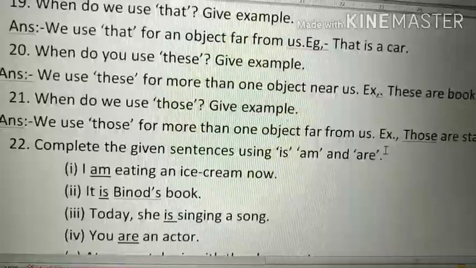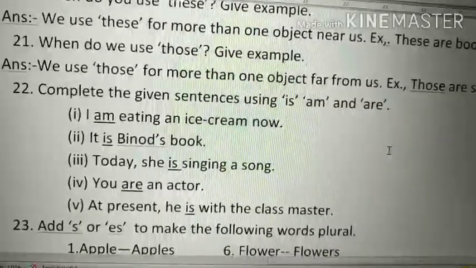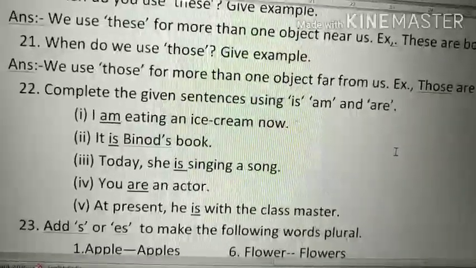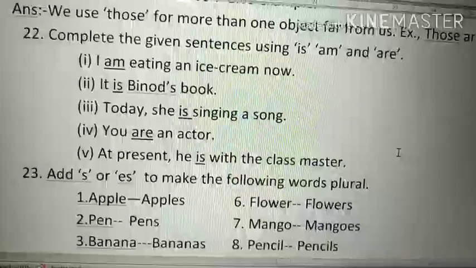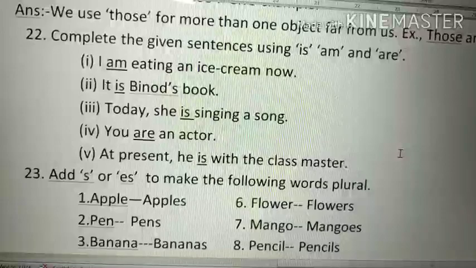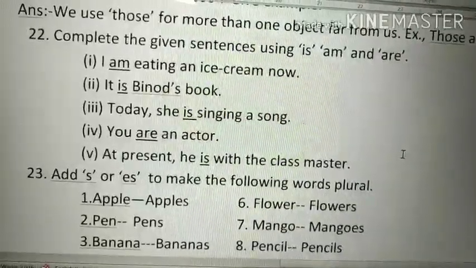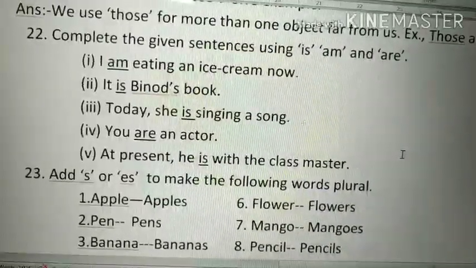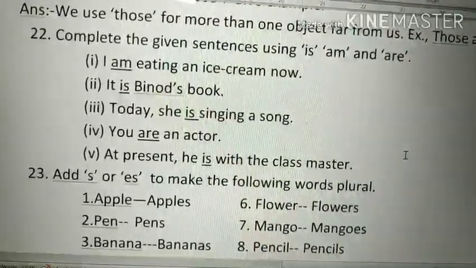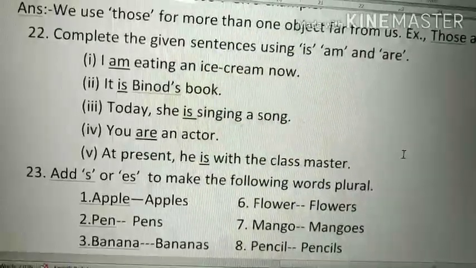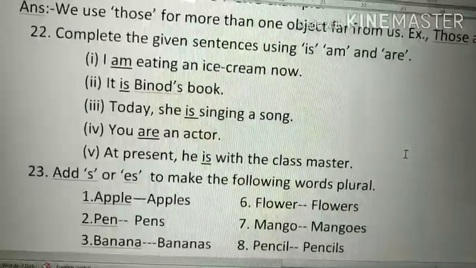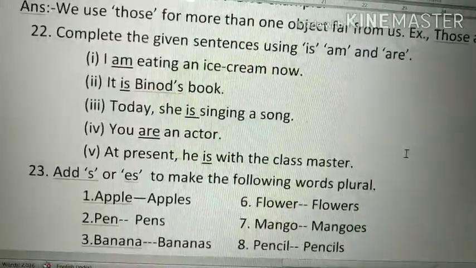Question number 22. Complete the given sentences using is, am, and are. Number one, I am eating an ice cream now. It is beyond books. Number three, today she is singing a song. You are an actress. At present, he is with the class masters.